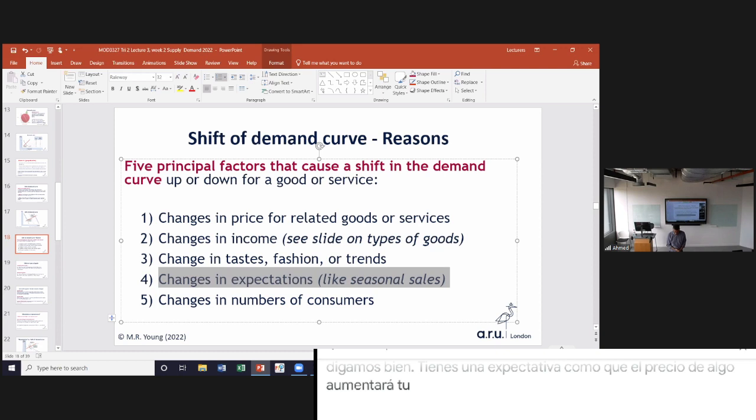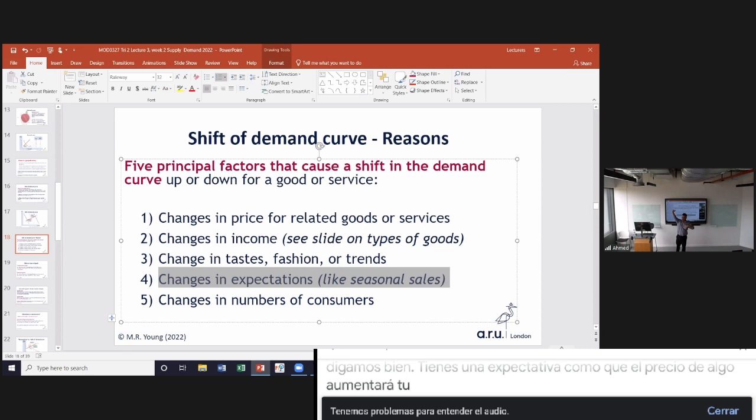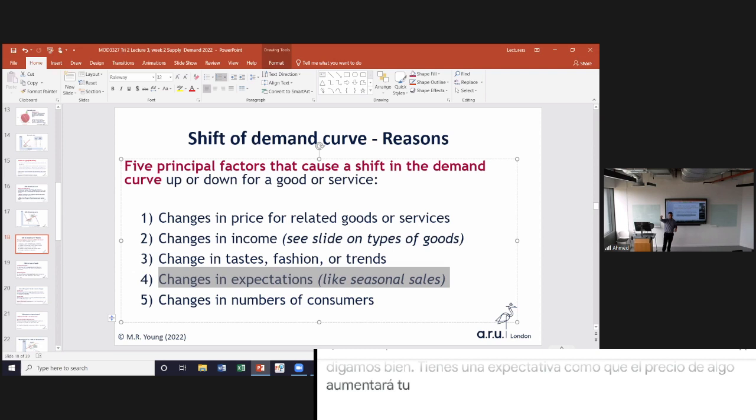If you're projecting that the price of something is going to go up, I'll buy it now, while it's cheap. The demand for it goes up now because you think the price will go up in the future. Is that hindsight or foresight? Foresight. What's the difference between the two? Foresight is when we see something in the future. You think prices will go up, so I'll buy it now.